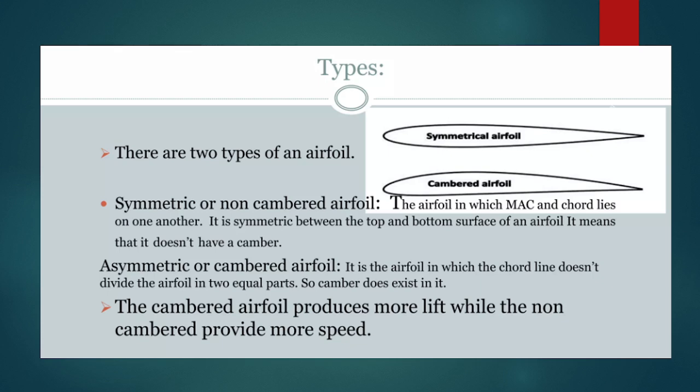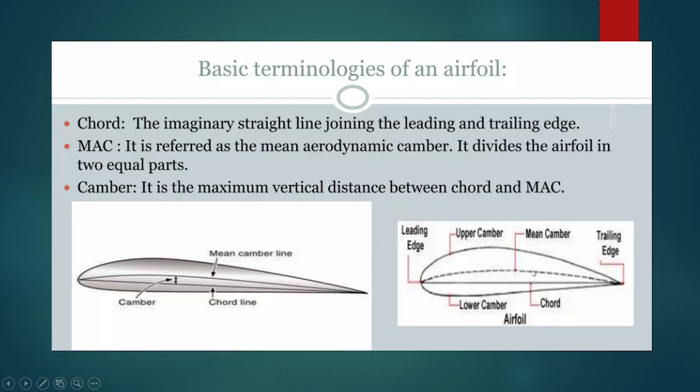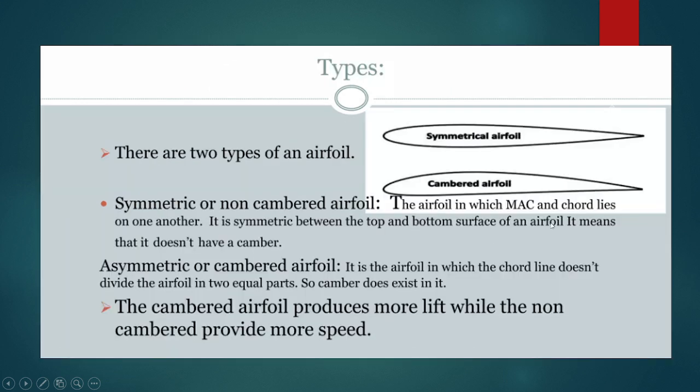In such a way, you can see here the airfoil in which MAC and chord lie on one another. Since it has to be cut equally, it has to be divided equally, this chord line and mean camber line will overlap. So there will be no camber here actually. That's why we will be getting symmetry between the top and bottom surface of the airfoil.